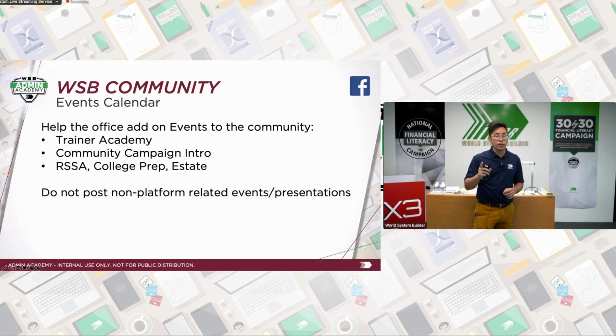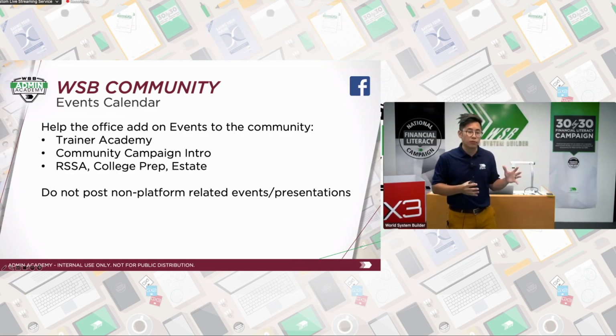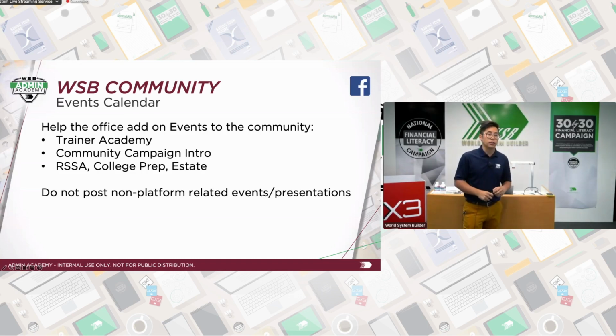The WSB community also has an events calendar that we just opened back up. It's going to help the office add on events to the community. So you can help your office add on these events. Maybe they're holding a trainer academy. Maybe they're holding some kind of community campaign intro. We don't really want your in-office campaign intro, but maybe you're doing something with the community or some other place. Just like, say, Victor Salvador, he's doing campaign intro all across the country at the offices, which is fine, but he says open to everyone to come to be able to boost up campaigners. So you can add that on there.